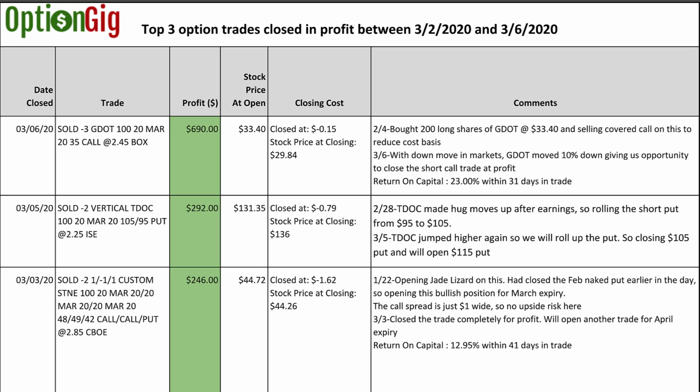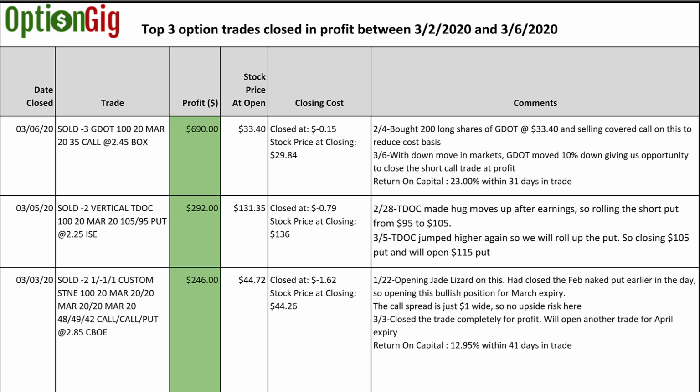We got a decent premium of $2.45. The stock was trading at $33.40, so we opened a $35 covered call. And with the down move in the market, the stock actually fell down to $29.84. So with this down move, we were able to close this trade at a fat profit, and it gives a return on capital of almost 23% in 31 days on the option side. Now I still hold these long shares in my portfolio. I am long-term bullish on this. But to reduce the cost basis, I will sell another covered call now for a future date. But for now, we close this at a really handsome profit.